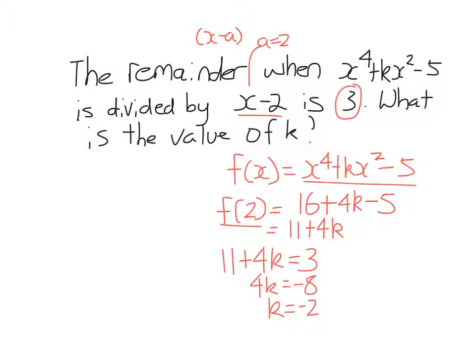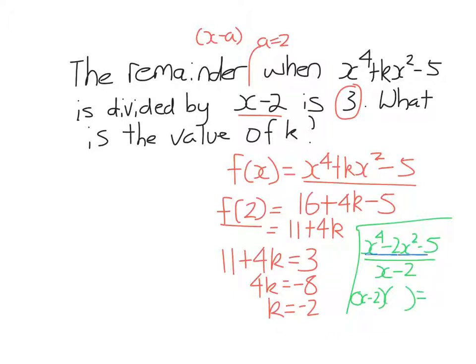So what is this actually saying? This is saying if I take x to the power of 4 minus 2x squared minus 5 and I divide it by x minus 2, the remainder will be 3. It means if I take x minus 2, I can find some polynomial that will get me close to this polynomial here. Because the remainder is 3, it'll give me the x terms, right? But it won't give me the constant term.